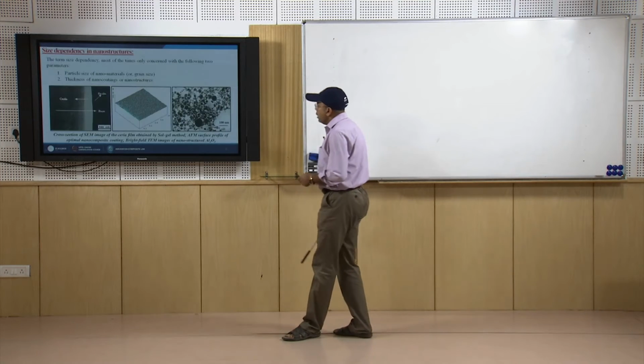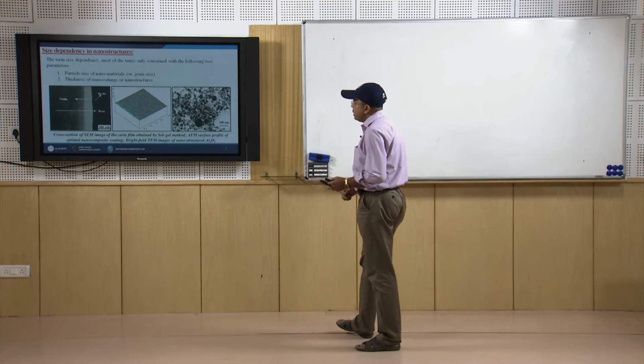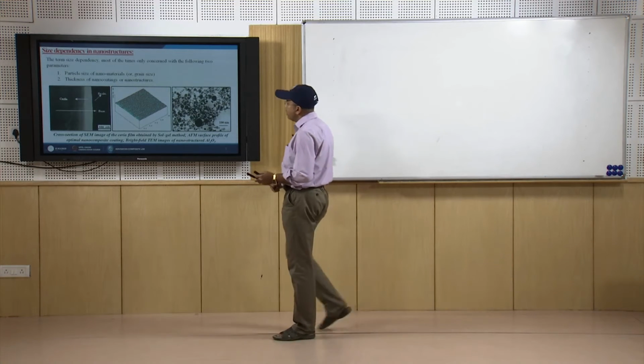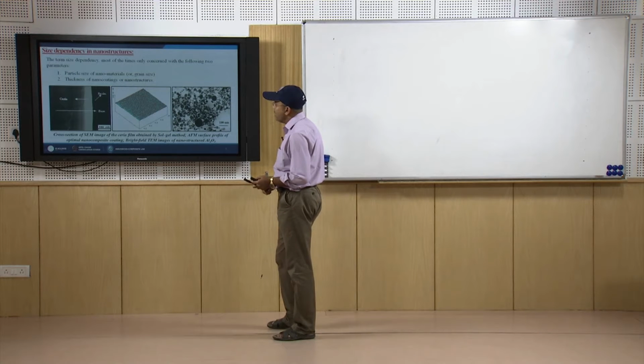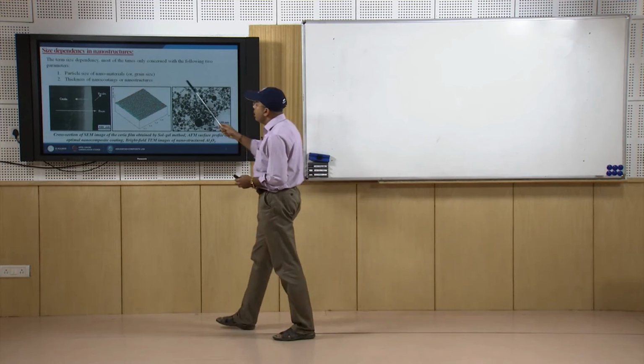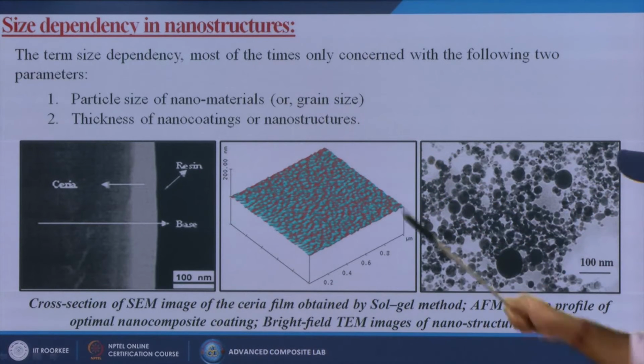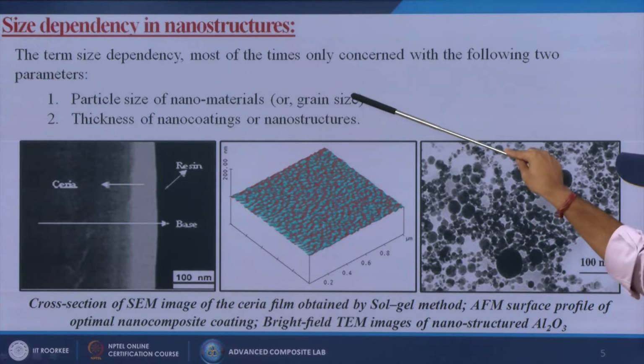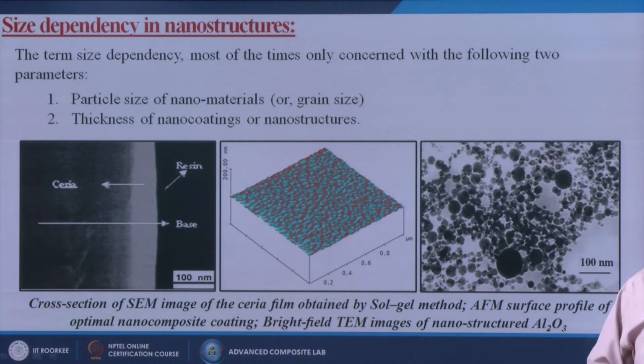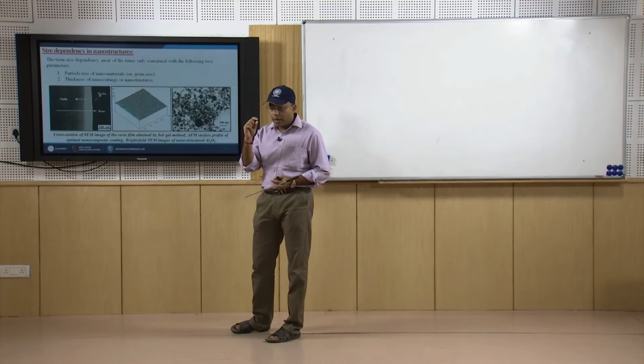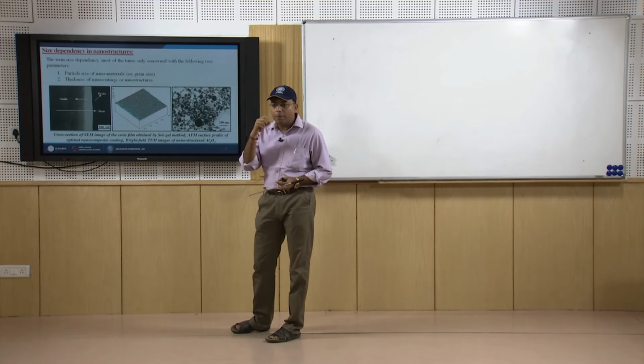Next we discuss the size dependency in nanostructures in terms of particle size and thickness of the nanocoatings. I have already told you that the term size dependency is mostly concerned with two parameters. One is the particle size of the nanomaterials, or the grain size or crystallite size, and the second is the thickness of the nanocoatings or nanostructures. That is, how many layers, a single layer or multiple layers, I am putting onto my substrate or materials.